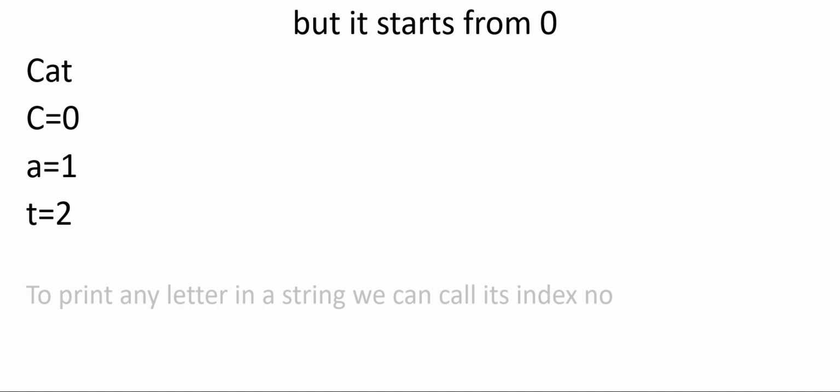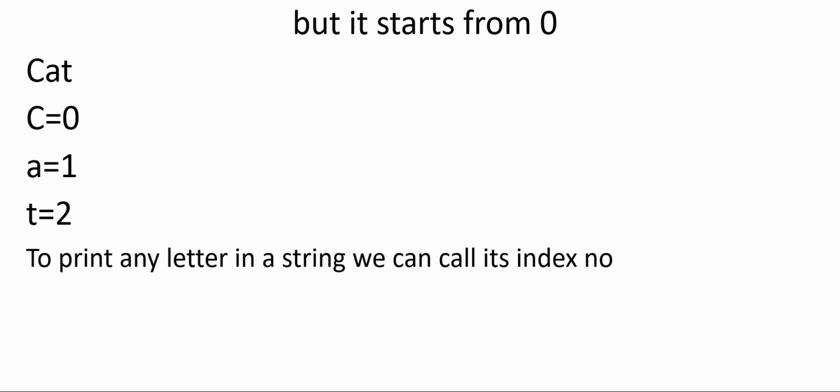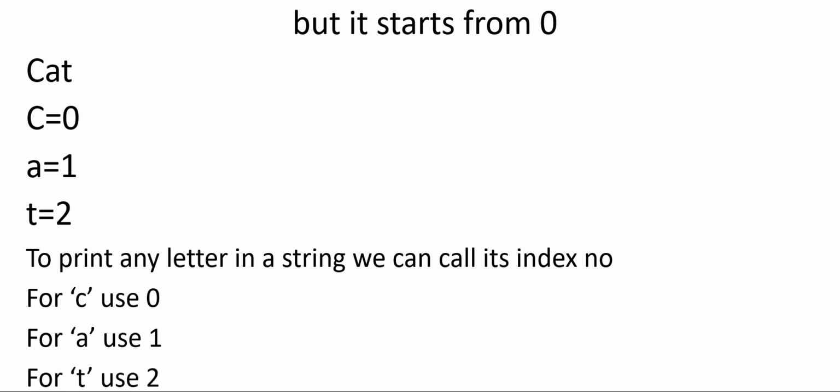To print any letter in a string, we can call its index number. If I want to print C, I can simply use its index number as 0. If I want to print A, I can use its index number as 1. Similarly for T, its index number is 2.